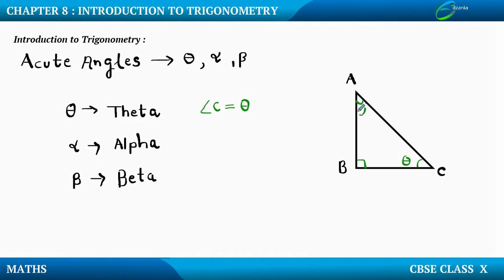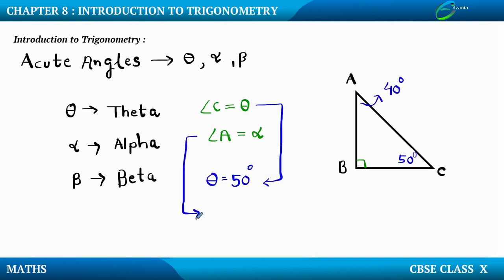Also, if I want to change the notation, I have this angle A over here. I can denote this angle A as alpha. So I can say angle A stands for alpha. What does this mean? I'll give you a simple example. Suppose this angle C is, say, 50 degree. So I need not write down angle C is equal to 50 degree. Directly I can say that I know this angle C is denoted by theta. So I'll write down theta is equal to 50 degree. Suppose my angle A is, say, 40 degree. Instead of angle A, I can write down alpha is equal to 40 degree.